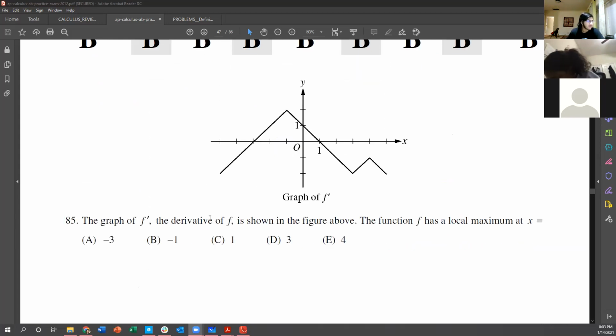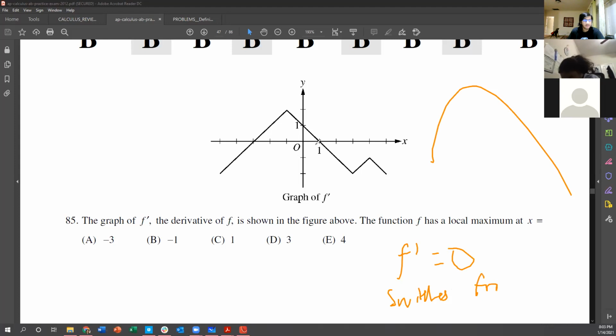The graph of f prime, the derivative of f, is shown above. f has a local maximum at x equals what? So this is f prime. When does f have a local maximum? When f prime equals 0, because that would be a critical point. And the other thing to remember, if it's a maximum, is that it looks like this, which means f prime switches from positive to negative, correct? So where does it equal 0? This is a possible critical point, and this is a possible critical point, but it has to change from plus to minus. So the only possibility is x equals 1, so C. Good?